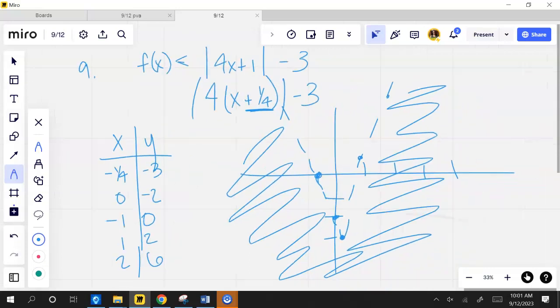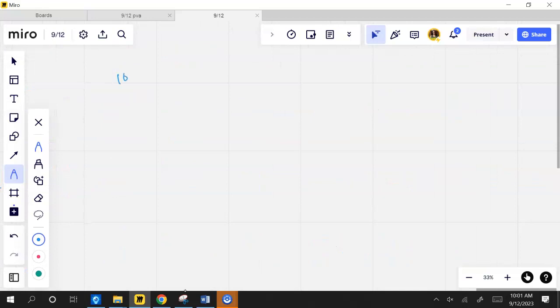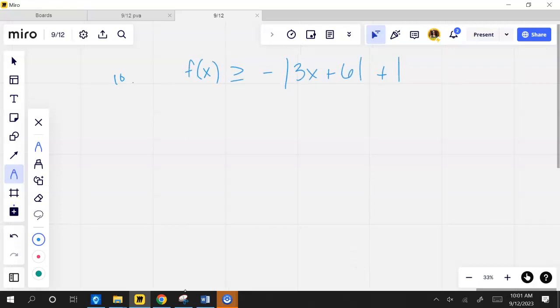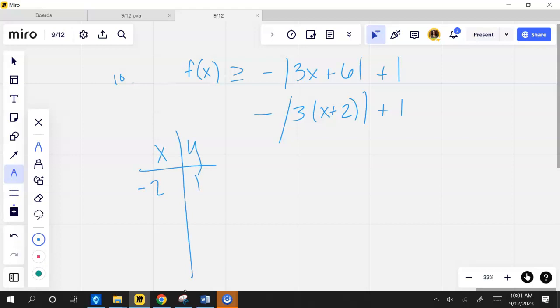Last one, number 10. This one's a little bit easier. Why? There you go. Look at you. You're on fire up here. 6 is divisible by 3, so I can take it out evenly. I can't forget that negative out front. So what's my vertex? -2, 1, right? 2 on either side, so -1, 0, and then -3, -4.